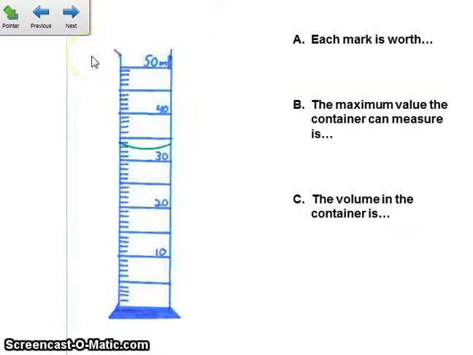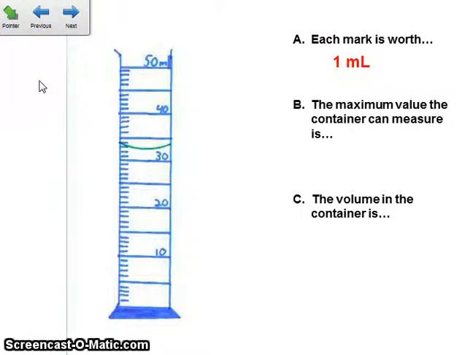Okay, and the first thing we're going to want to figure out is what is each mark worth? Now when we ask that, we're asking about these little marks along the side. So as you're looking at each, what are we counting up by each time? Are we counting by ones, twos, tens? The way that we figure this out is, okay, we're starting at 0 here and 10. How many marks does it take for us to go from 0 to 10? And you go, okay, 1, 2, 3, 4, 5, 6, 7, 8, 9, 10. Okay, so 10 marks. That means each mark is worth 1 milliliter.